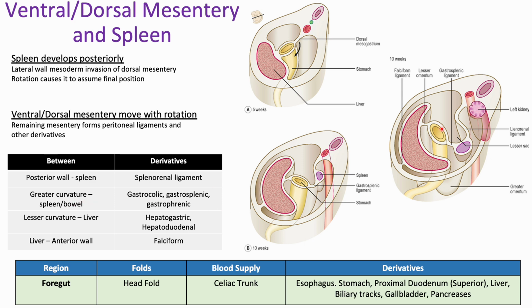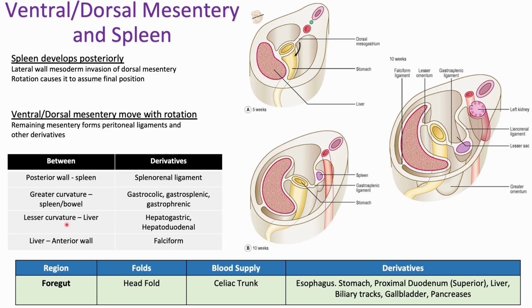Okay. Then in between the greater curvature of the stomach, which is on the left side in development, and the spleen, this is where we're going to have the gastrocolic ligament, the gastrosplenic ligament, and the gastrophrenic ligament. So these are all components of your greater omentum.